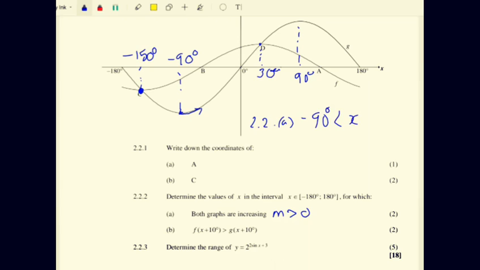Then the other point where both of the graphs have a positive gradient is this point here, D. Because if you see what happens at point D, the graph of f begins to have a negative gradient there. So the other point is 30 degrees. Okay, so that's it for 2.2a.